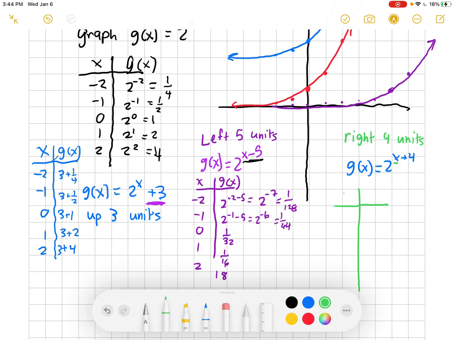We get x in g of x, negative 2, negative 1, 0, 1, and 2. Same thing as we've done before. So we get 2 to the negative 2 plus 4, which is 4. 2 to the negative 1 plus 4 is 8. 2 to the 4th is 16. 2 to the 5th is 32. And 2 to the 6th is 64.